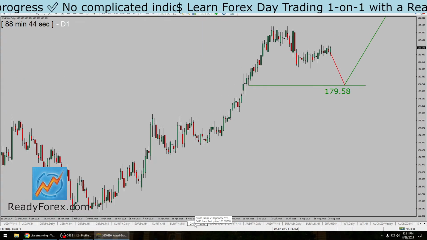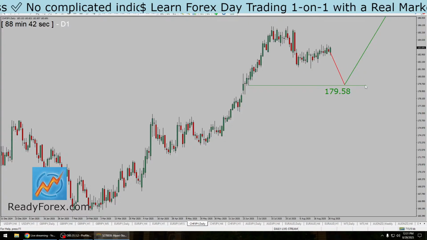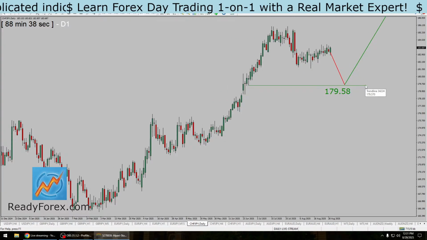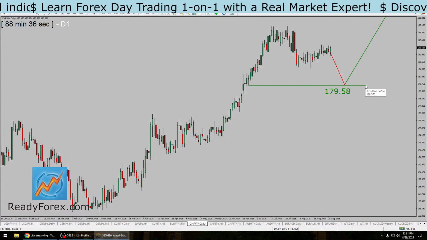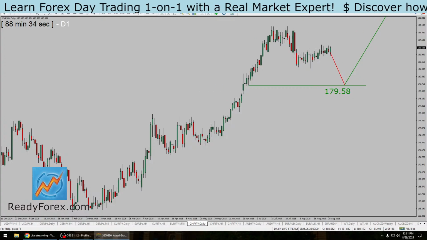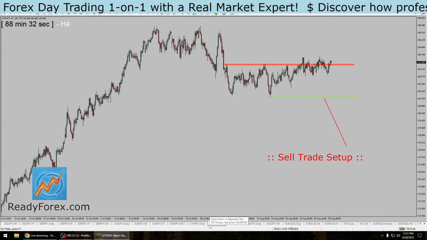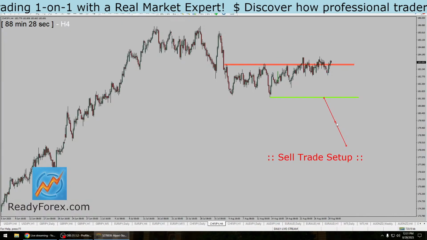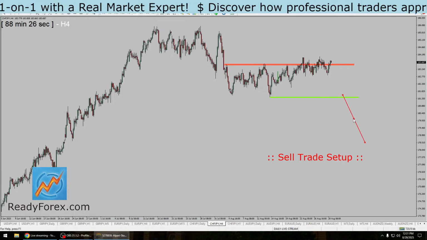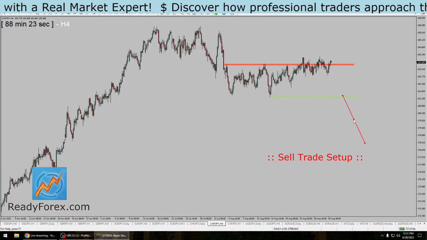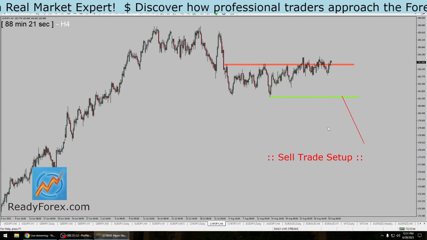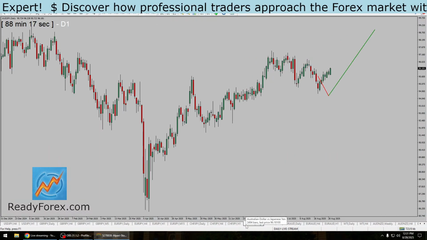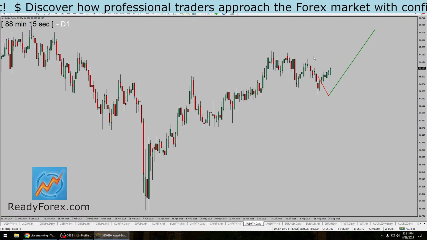Next one is the Swiss franc JPY. Still waiting for the market to drop around 179.58 level. So as long as price action isn't going to drop, just wait up. You can trade the smaller time frames, however, if price action is going to break below this green color highlight area, then look for a potential sell trade setup, otherwise wait outside.